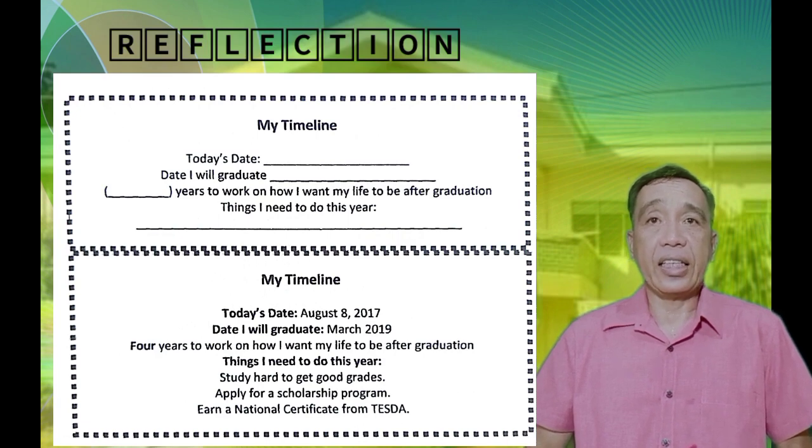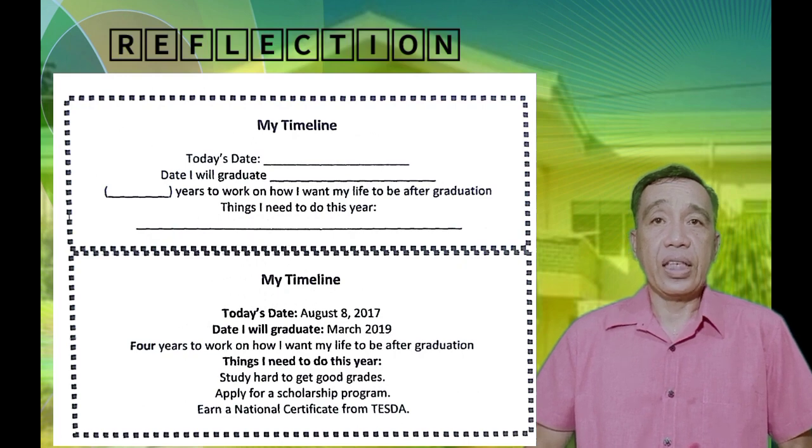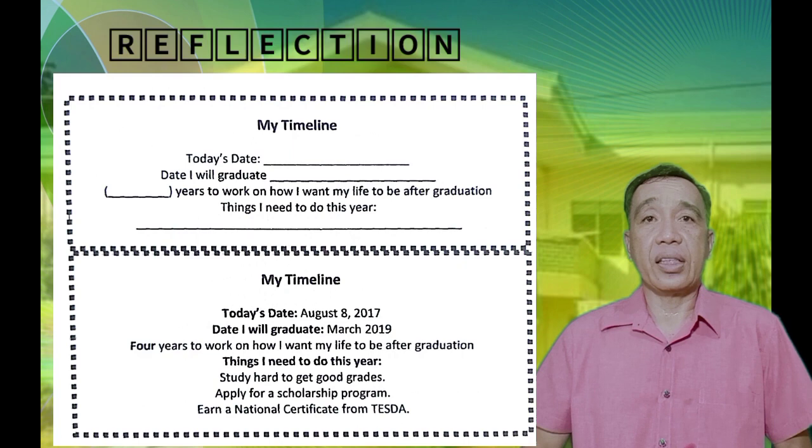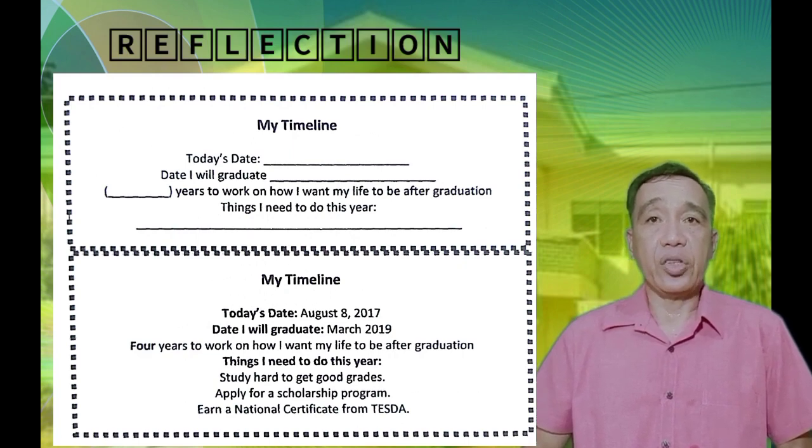Today's date, for example, August 8, 2017. Date I will graduate, March 2019. 4 years to work on how I want my life to be after graduation. Things I need to do this year: study hard to get good grades, apply for a scholarship program, and earn a national certificate from testing.